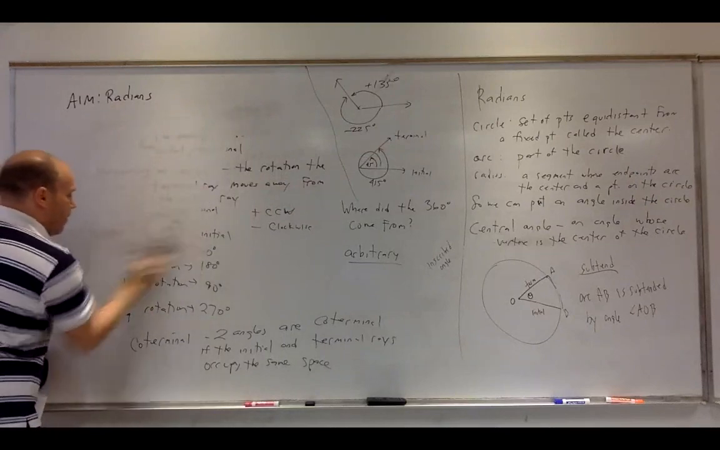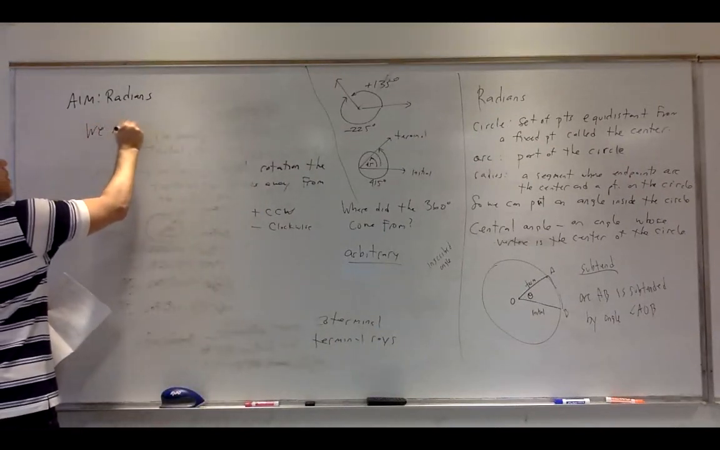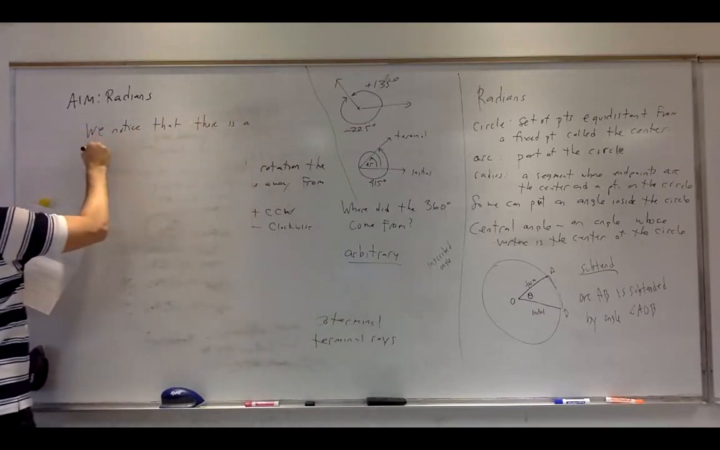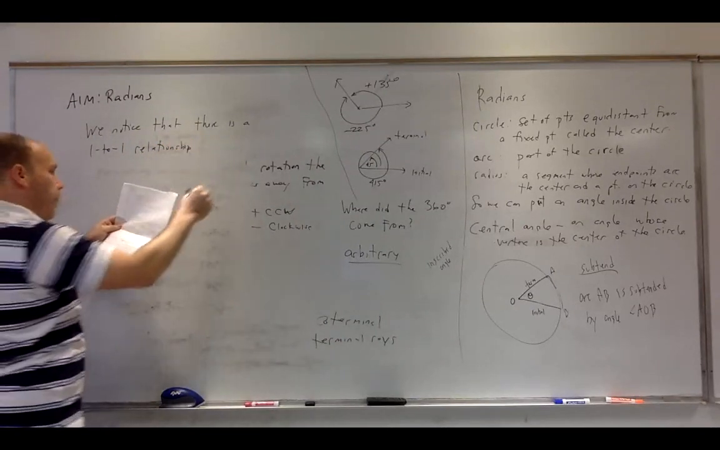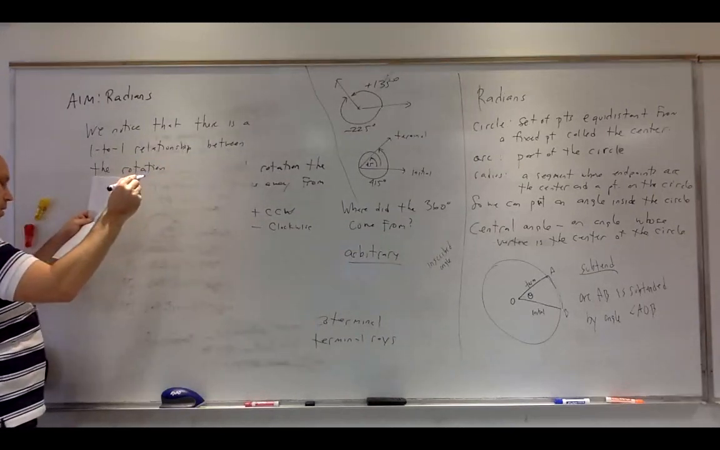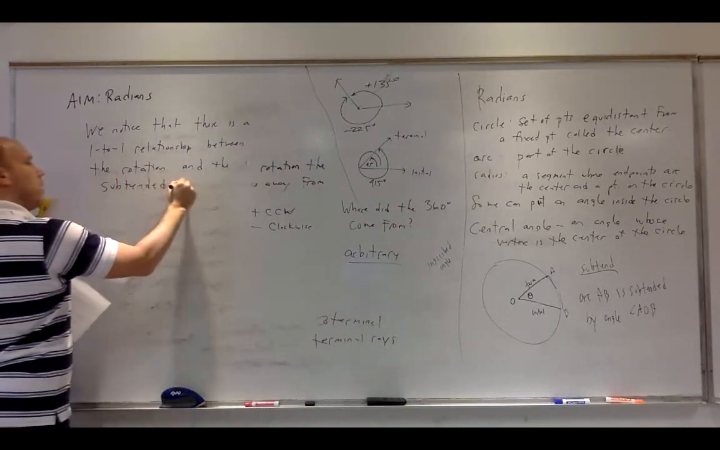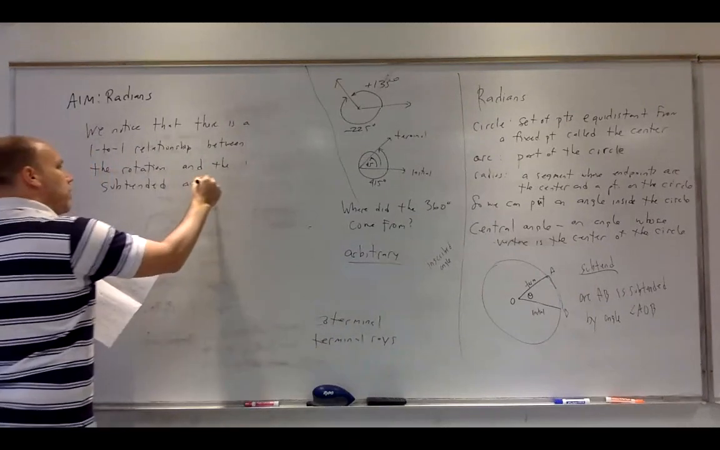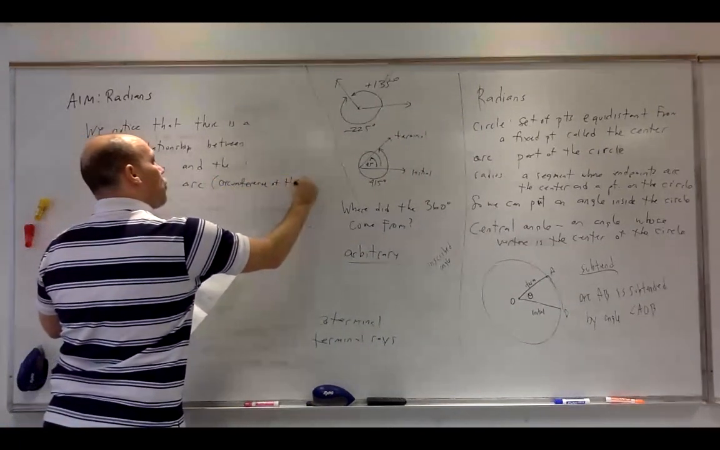Let's see, we erase this. Sorry, so we notice that there is a one-to-one relationship between the rotation and the subtended arc. And that's the circumference of the circle.